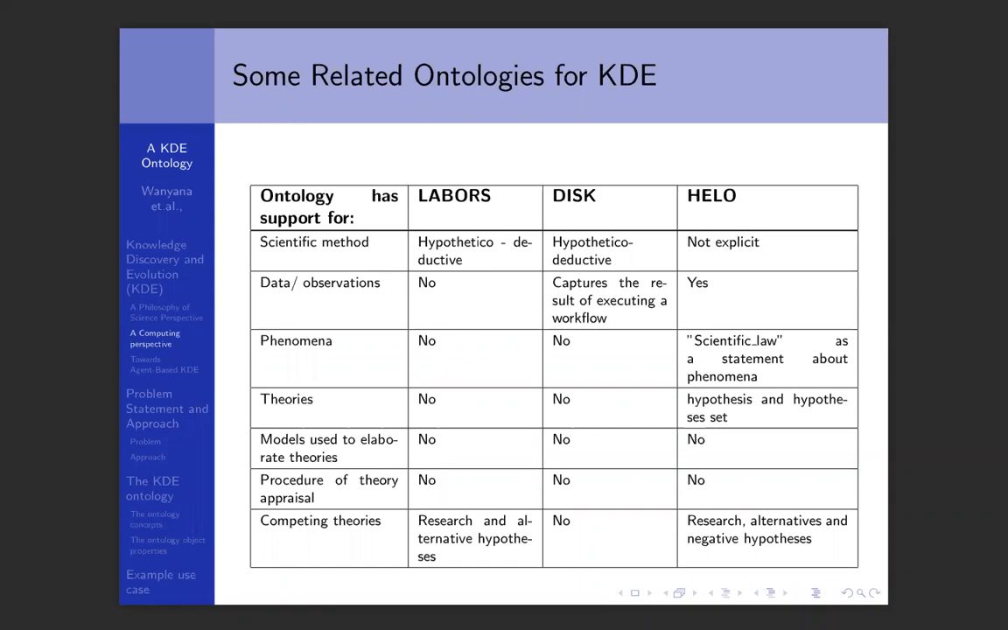The DISK ontology captures the results of executing workflows during the hypothesize, test, and evaluation cycle. We could say that HELO offers some support for scientific laws and hypotheses as statements about phenomena and theories, respectively, though this is not explicit. These ontologies offer really minimal support as shown in this table, for the features that we seek support for, features of agent-based KDE.